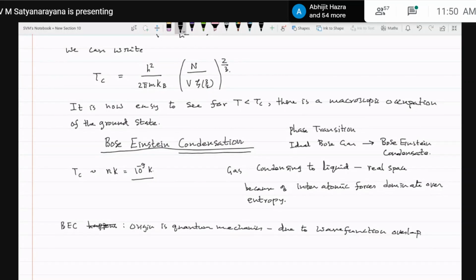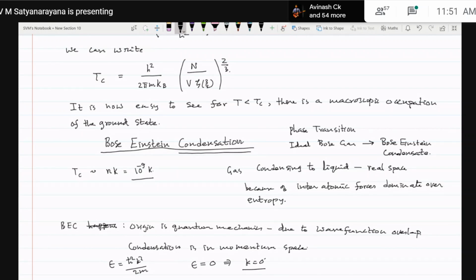And the condensation is not in the real space, but it is in the momentum space. What does that mean? That means these are free particles. So your epsilon is equal to h bar square k square by 2m. These are free particle energies. So epsilon is equal to 0. This implies k is equal to 0.